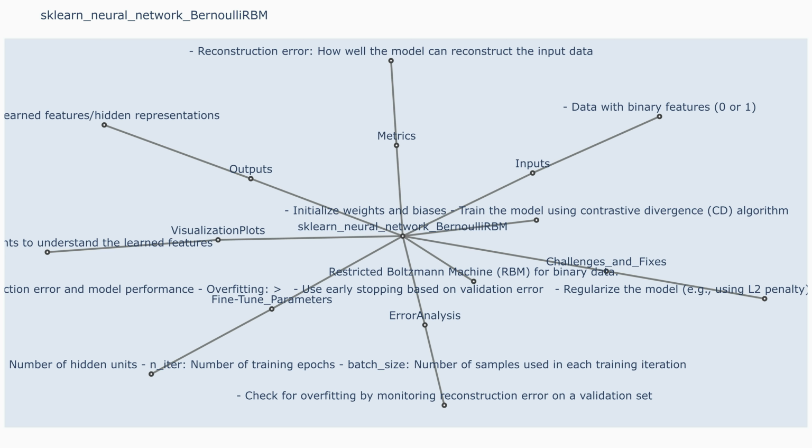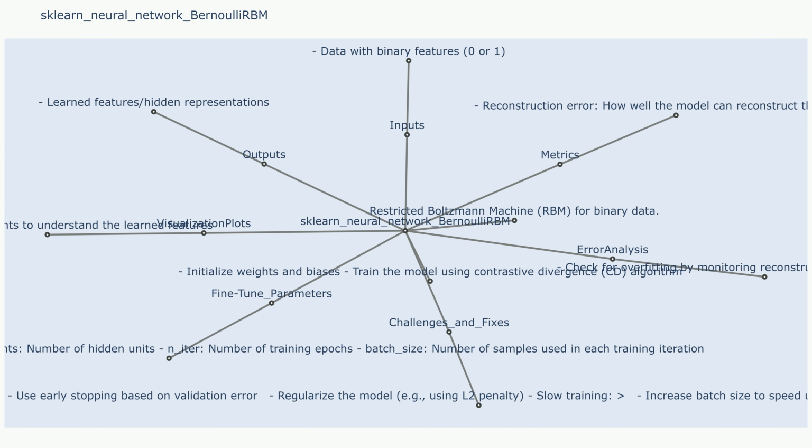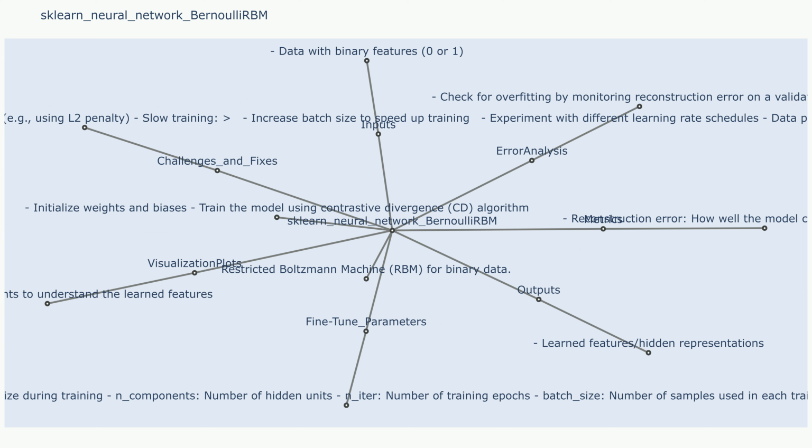sklearn neural network Bernoulli-RBM. Description: the Bernoulli restricted Boltzmann machine, RBM, is a generative stochastic neural network that learns a probability distribution over its inputs. It consists of two layers: a visible layer representing the input data and a hidden layer representing latent features. The RBM learns to reconstruct the input data by minimizing the difference between the input and the output of the model. The model is trained using contrastive divergence, which is an approximation of the gradient descent method.